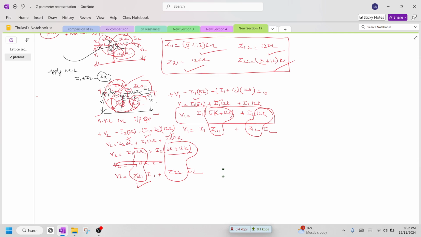Z12 is only the shunt branch. Shunt branch is 12 kilo ohm. Z12 is also 12 kilo ohm. This is how to solve a problem when you get a problem on these impedances. So this is very important while you solve multiple problems. Hope you're able to understand. Next we'll continue with the next two problems of two types of method.